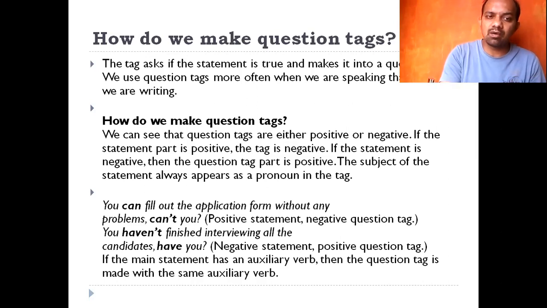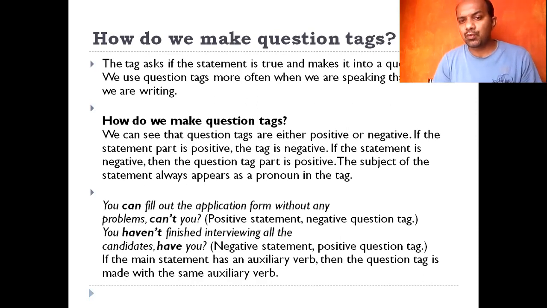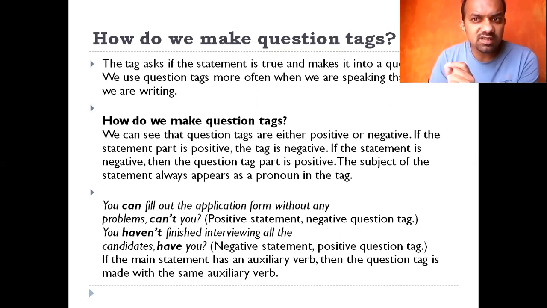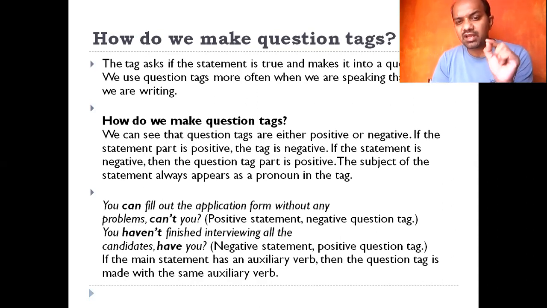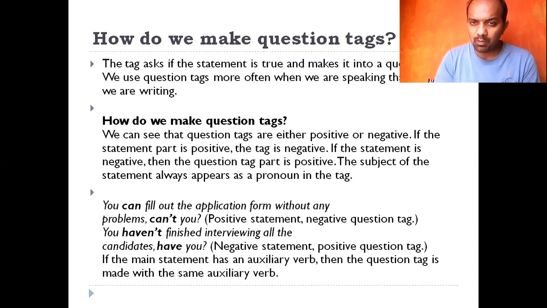Let us see with the same examples we have seen before, or other examples. You can fill out the application form without any problem. This is the statement. You can. Look at the sentence, the statement is positive. That's the reason why the question tag is negative. You can fill out the application form without any problem, can't you? So positive statement, negative question tag.